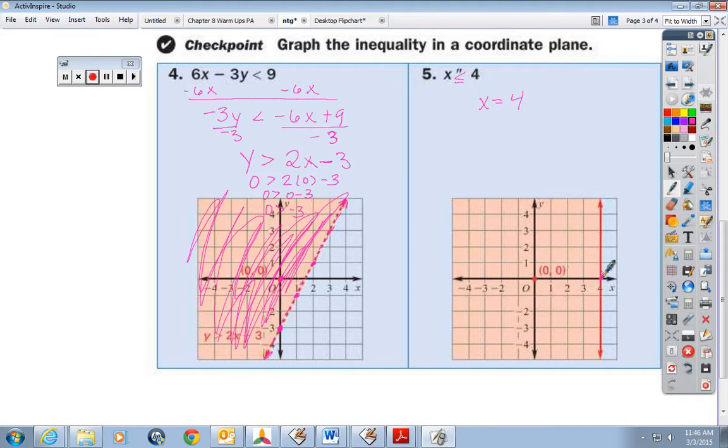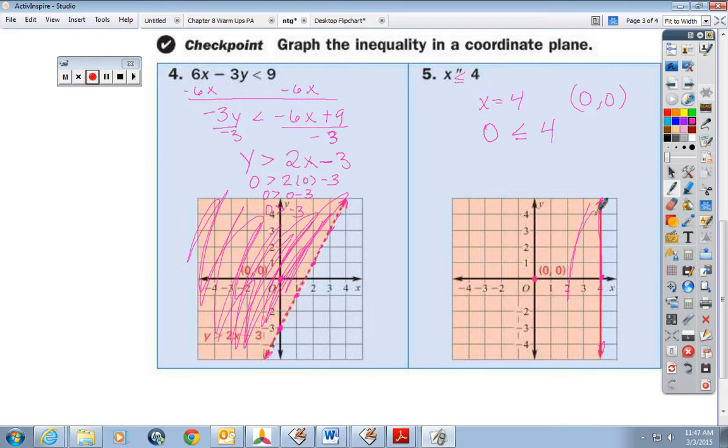Now, I'm going to test the point 0, 0, which I only have x. So I'm going to ask myself, is 0 less than or equal to 4? Yes. Okay, so since this was true, everything on this side of the line and on the line is true.